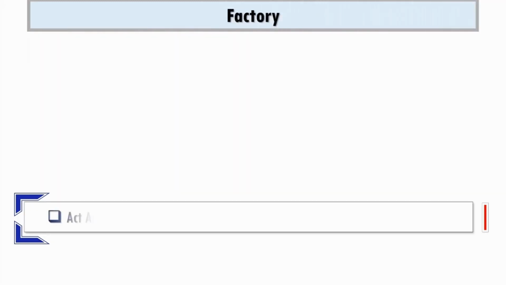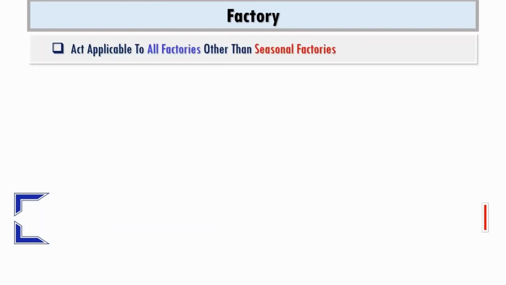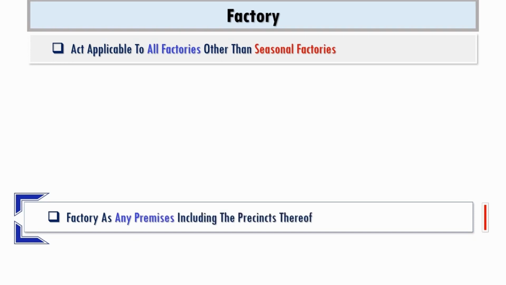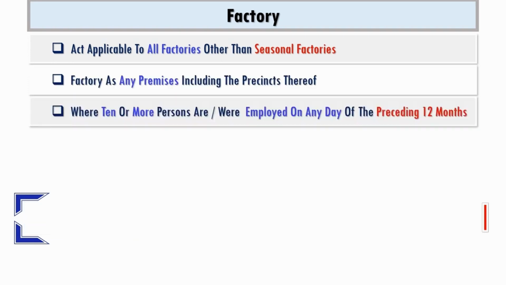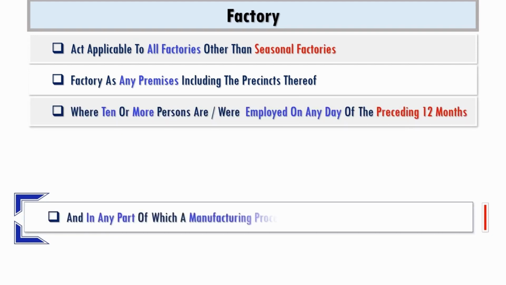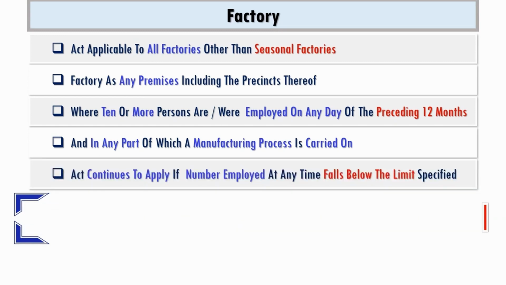The Act applies to all factories other than seasonal factories. Factory means any premises including precincts thereof, where 10 or more persons are employed on any day during the last 12 months and in any part of which a manufacturing process is carried on. The Act continues to apply if the number of employees falls below the limit specified.